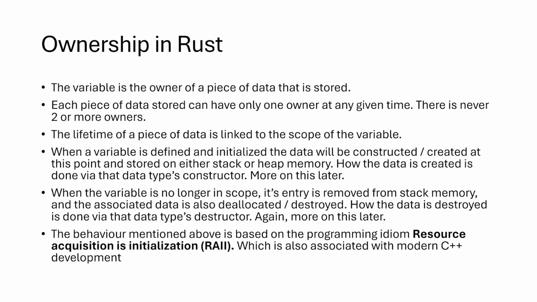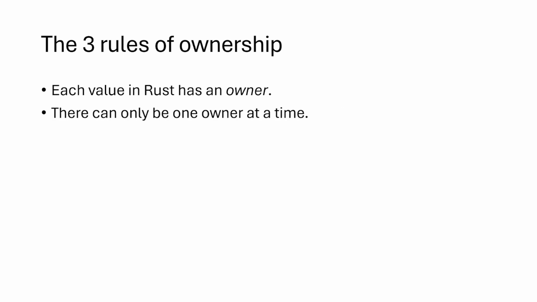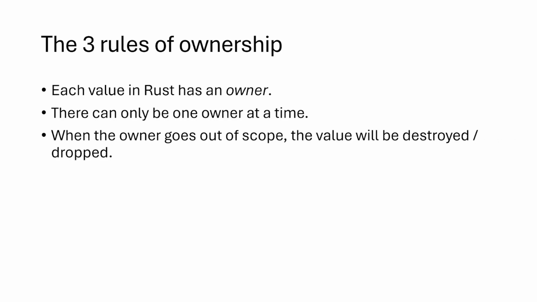So just to reiterate, there are three rules of ownership in Rust. The first one is each value in Rust must have an owner, right? There can only be one owner at a given time. And lastly, when an owner goes out of scope, the value will be destroyed and what we also call dropped in Rust, right? And we'll look at basically something called a drop trait further on in the series.